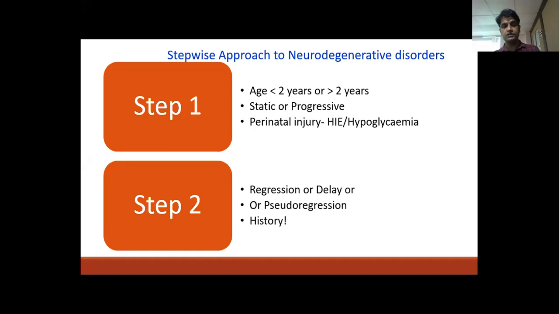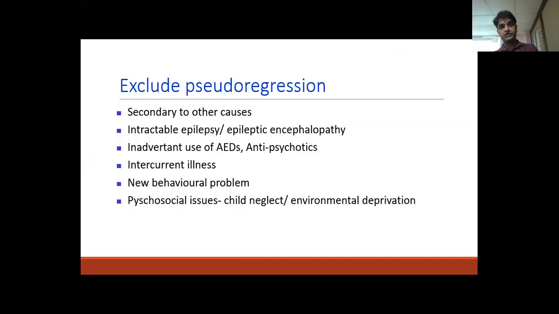Now the next question is, is there a regression or is it purely just a developmental delay? Or is it a pseudo regression, which we'll come to in the coming slide. So history is classical to differentiate this part. So what is pseudo regression? It is usually regression happening secondary to other causes. So there could be associated intractable epilepsy, epileptic encephalopathy. There will be inappropriate use of AEDs, such as used in very high dose, or the child is on multiple medications, antipsychotics, which could sedate the child and affect the development.